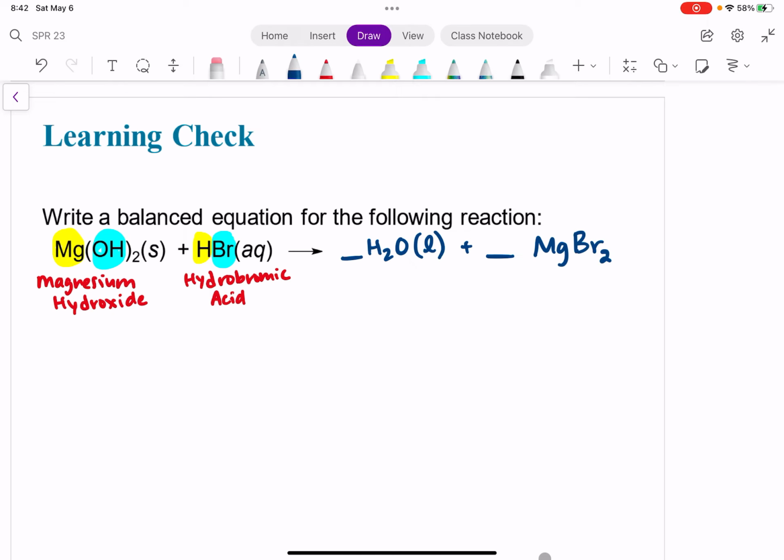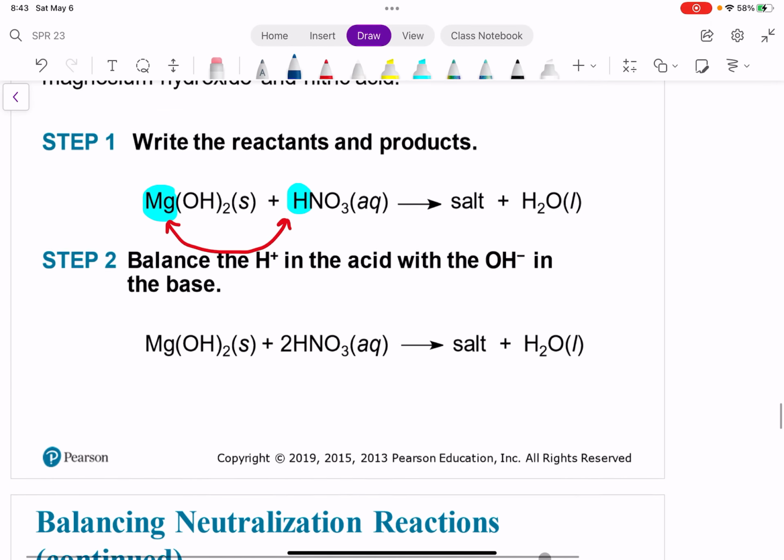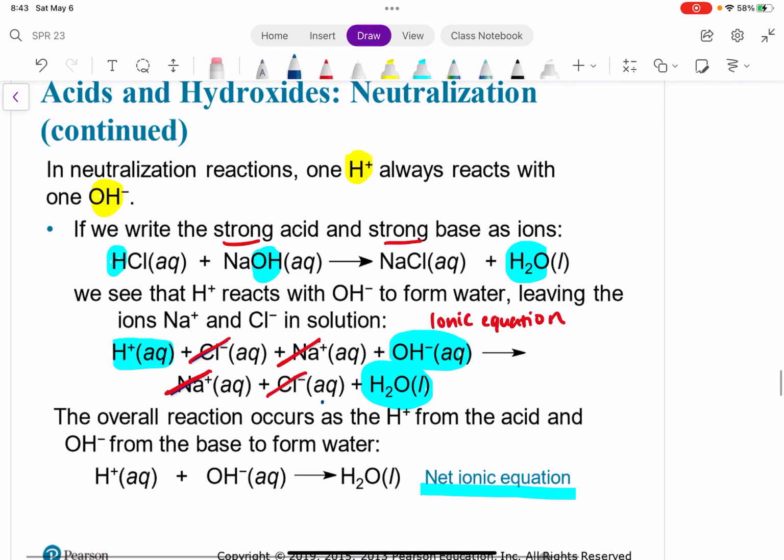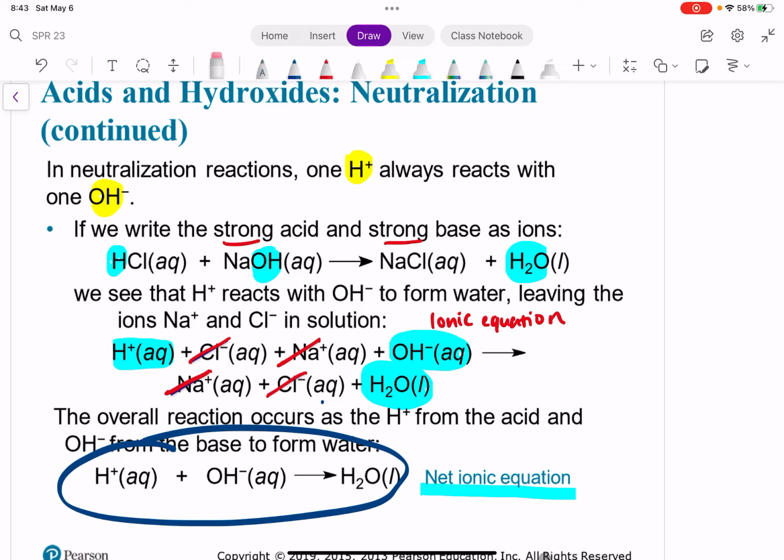All right, and what form is that? That's aqueous. Oh, I don't know why I did that. That's aqueous, okay? Because our Mg ions and our bromine ions are kind of just floating around in solution. Remember, they're not participating in the reaction. Just like up here, we could draw the full ionic equation and the net ionic equation. And our net ionic equation for that neutralization reaction would look just like this.